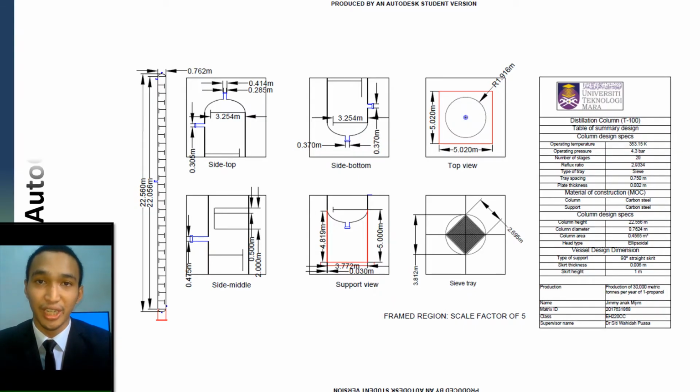This is the AutoCAD drawing for the distillation column. That's all for chapter 9, major equipment design, and we will proceed to chapter 10.